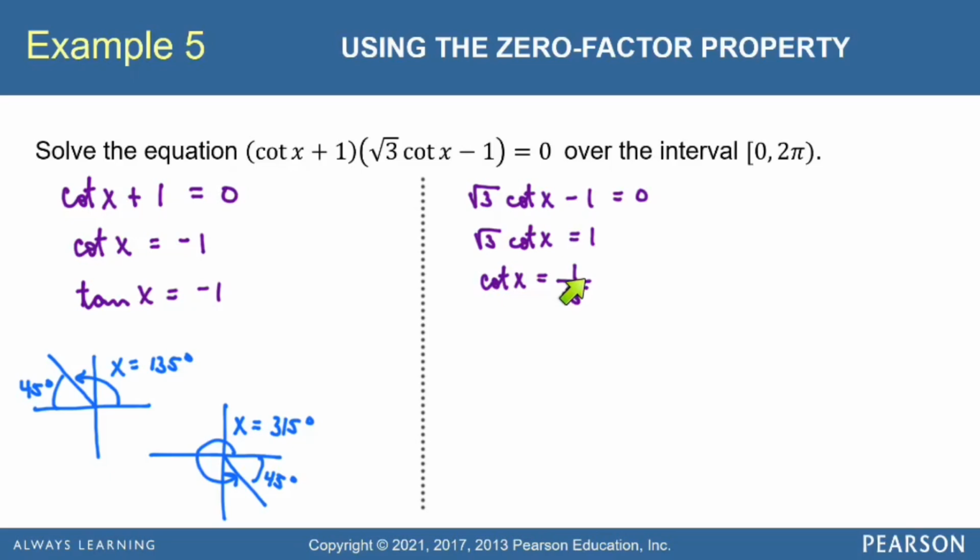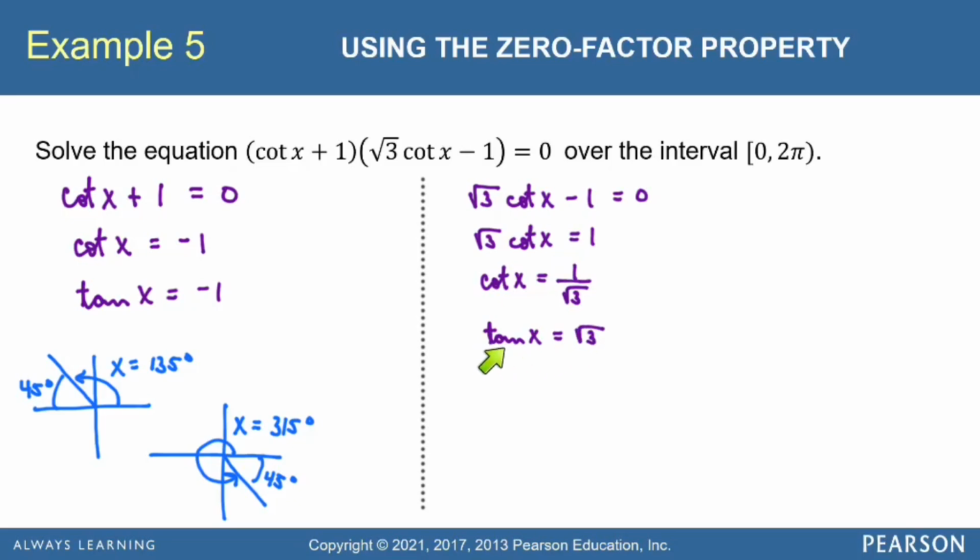Now your first reflex might be to rationalize here, but notice that this is cotangent, so in order to figure out what's happening, we're going to want to change into tangent form. So the reciprocal of cotangent x is tangent x, and the reciprocal of 1 over square root of 3 is square root of 3.